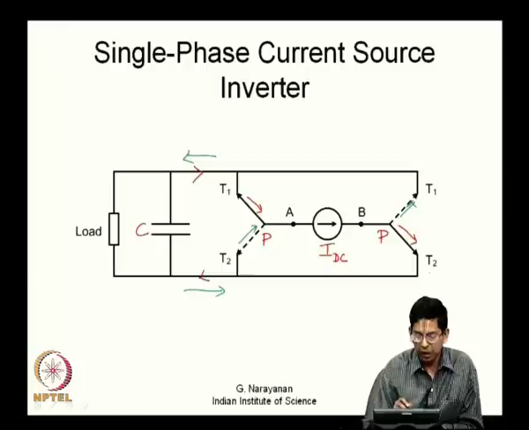So, if you look at it between any pole and throw, what you need is now a unidirectional current conduction. You do not need a bidirectional current flow as you need it in a voltage source converter. It is now a unidirectional source. But how about the voltage blocking?